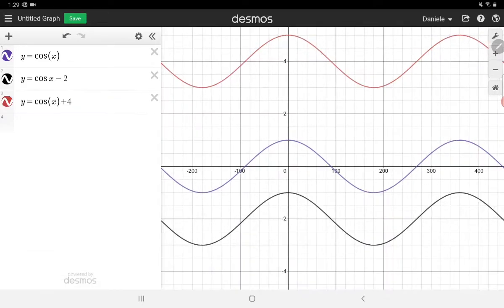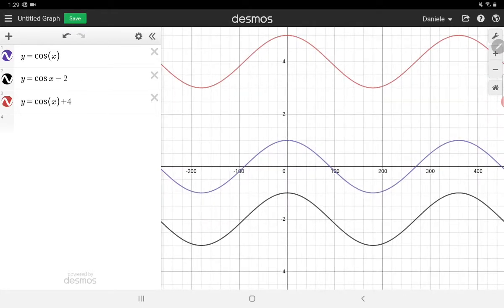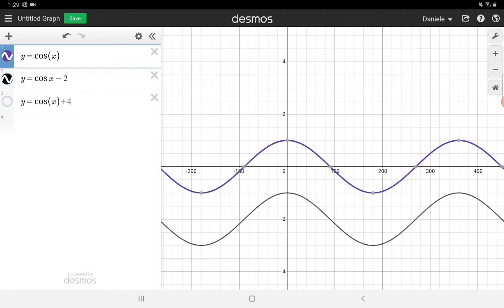Okay, so I think this will be fairly obvious to you. Here's our original, okay, our original max value. Let's hide our red equation there. By subtracting 2 at the end of our equation, what ended up happening? We took our max value of 1 and where did it go down to? Negative 1. It went down 2 units. So when you have a minus 2 outside of the brackets, you are going down 2 units.